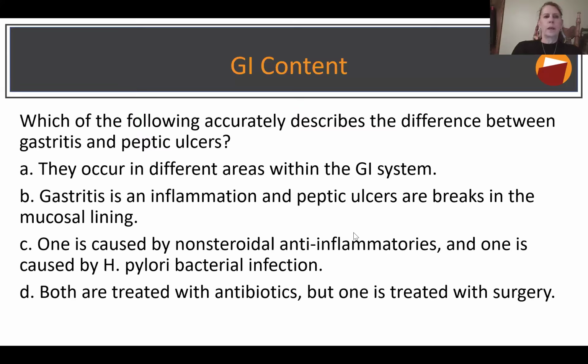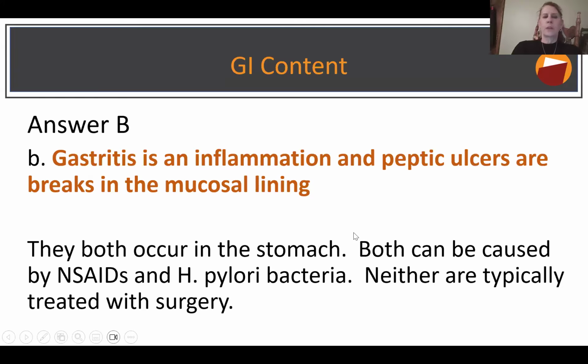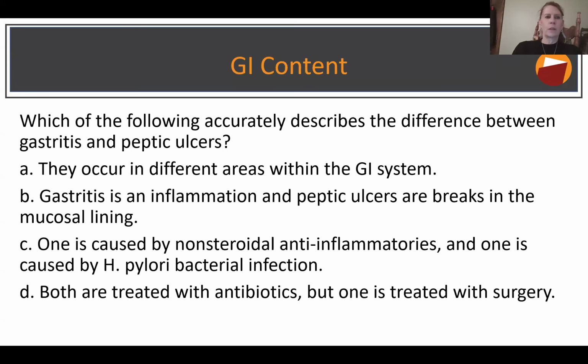All right. Yep, that's great. So gastritis is an inflammation of the lining. Peptic ulcer is a break through that lining. Let's look at the other one. They occur in different areas of the GI system? No, they're both in the stomach. One is caused by NSAIDs, the other is caused by the bacteria? They both can be caused by that.